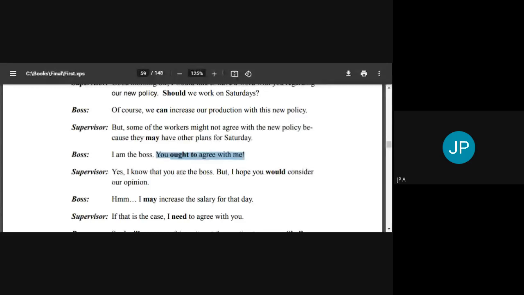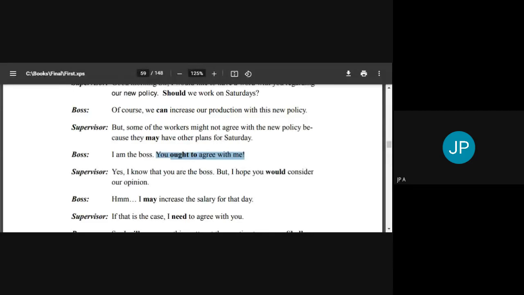It is a command. Very good, Shrishma. It is a command. So, ought to. It is not even an obligation. See, not an obligation. Obligation means I decide it myself, or the situation decides it. But if somebody is ordering, then it becomes a command. So it is higher than obligation. You ought to agree means I am actually commanding you. So you ought to agree with me. It is a command. So I am the boss. You ought to agree with me. Here it is a command.